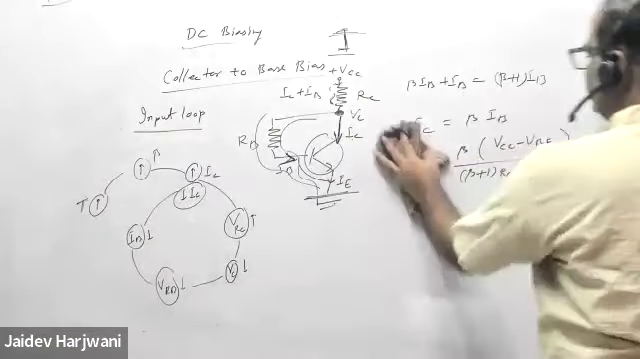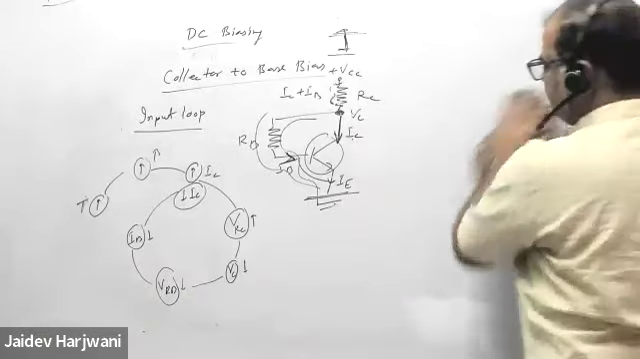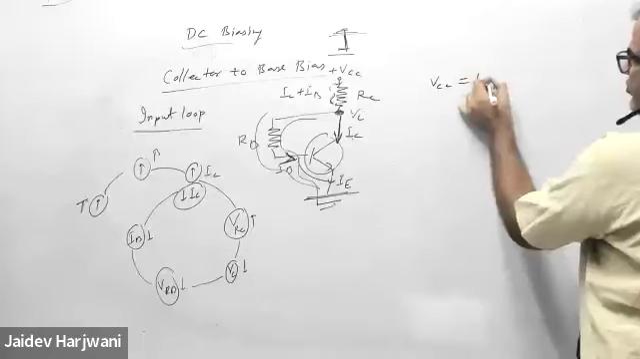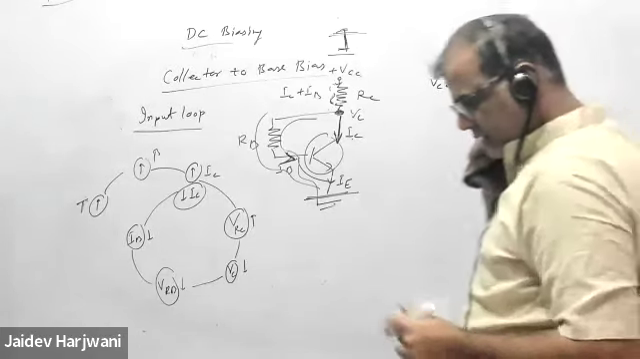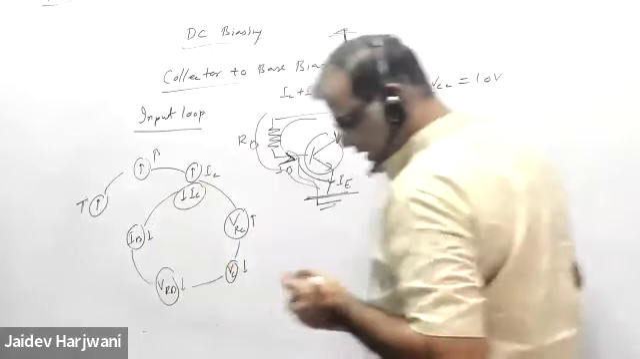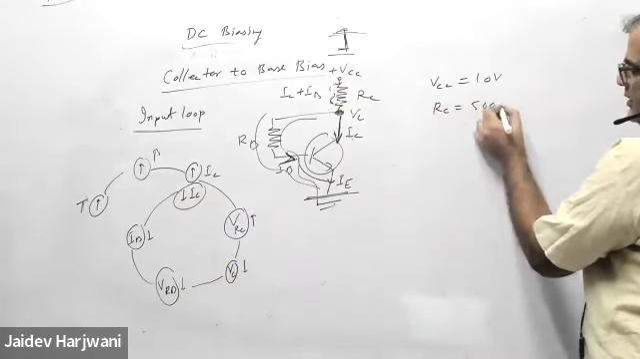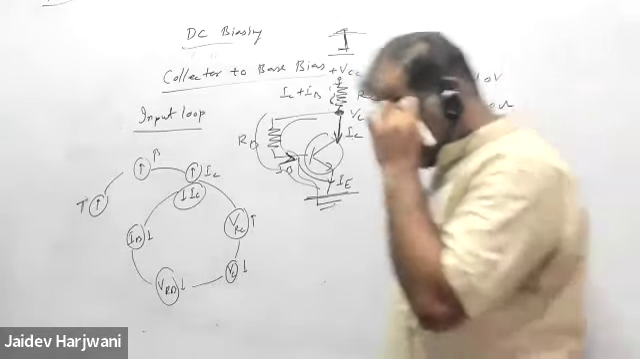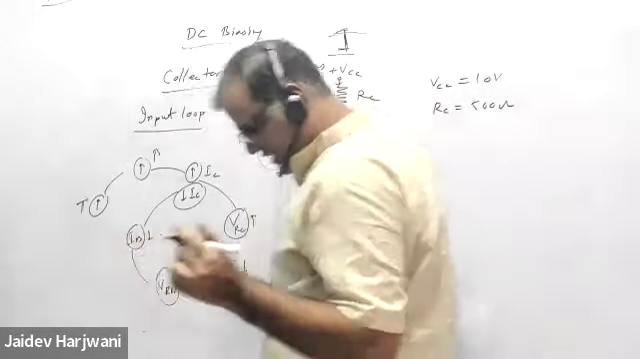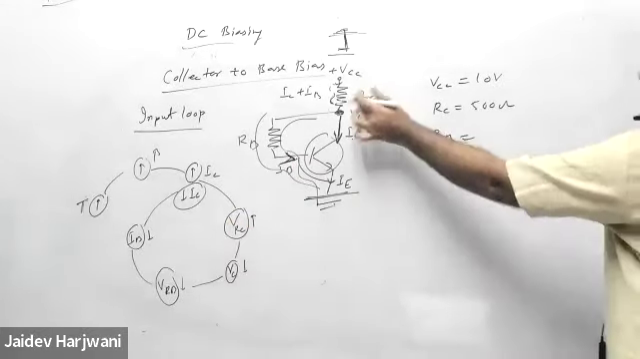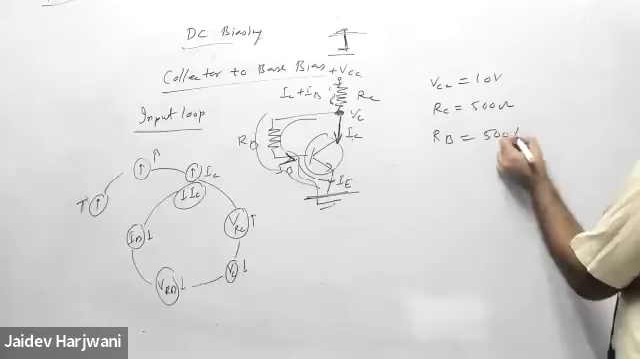Now, say in the same circuit, your VCC is 10 volt. Okay. And RC is 500 ohm. RB is 500 kilo ohm. RB will be very high compared to RC.